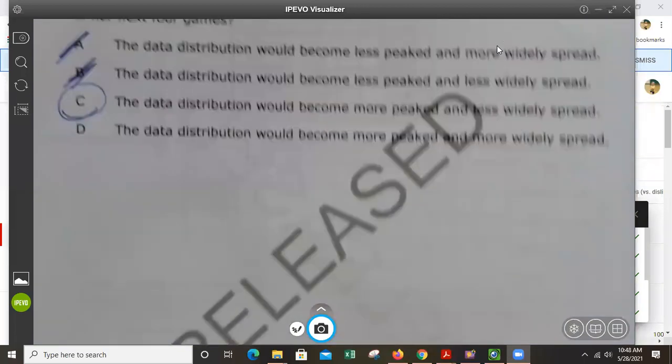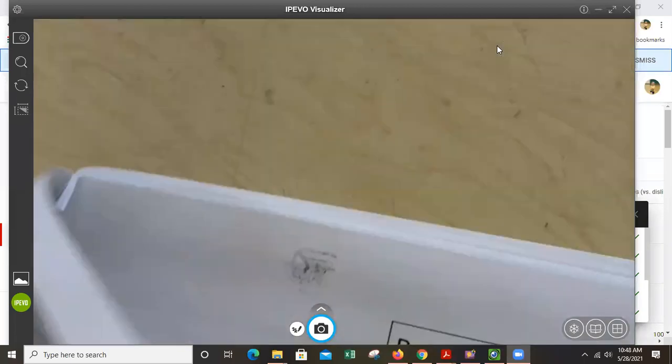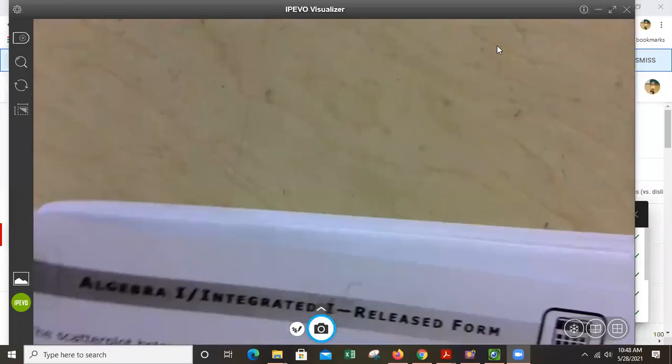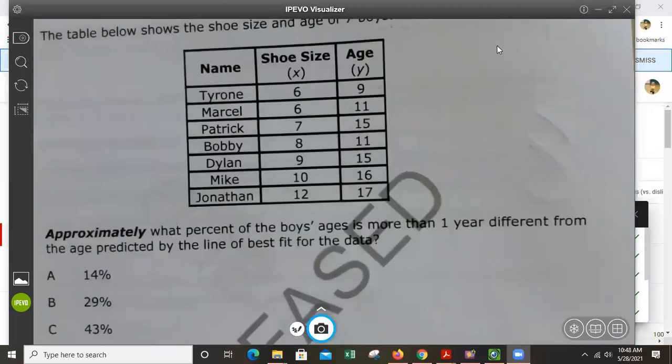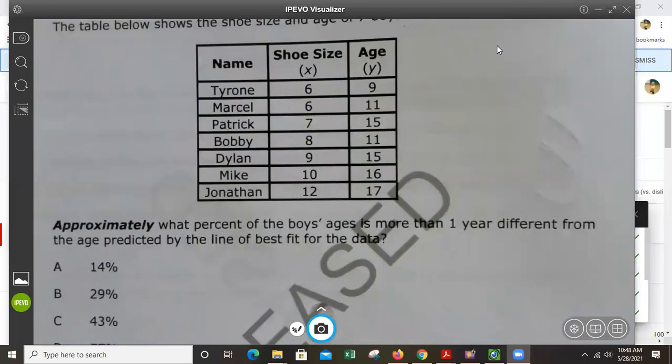Those are really weird. Let's see. 48. This one is a very long problem. It's not hard. It just takes forever.